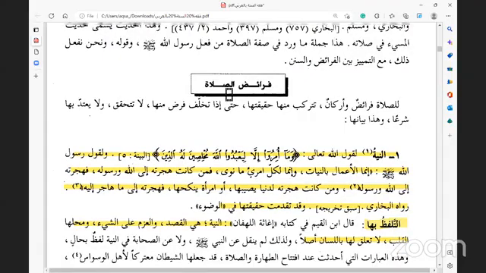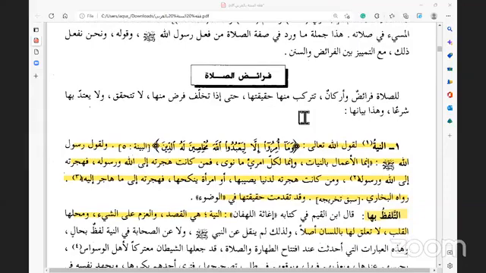What are fara'id al-salah? They simply mean the obligatory actions in salah. What does it mean to have an obligatory action in salah? It means that if you miss out on any of them, you cannot say, I'll just make it up with sujood sahu. They have to be part of your salah. If you miss out on any of them, you have to literally redo the whole salah.